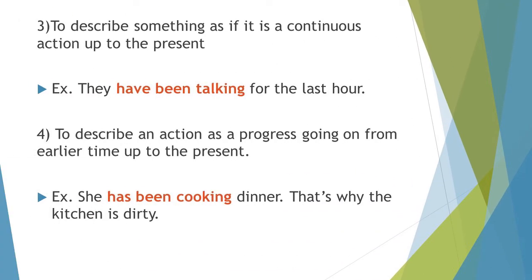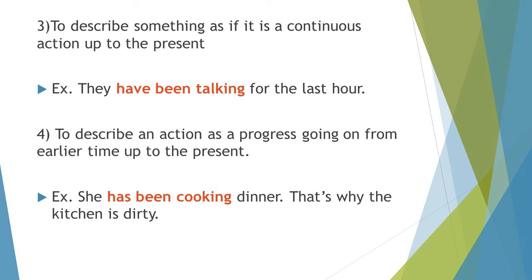Here are the last uses of present perfect continuous. We use it to describe something as if it is a continuous action up to the present. For example, they've been talking for the last hour. They started talking an hour ago, but they are still talking.